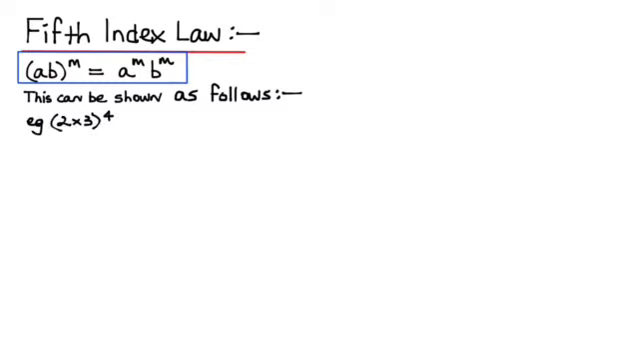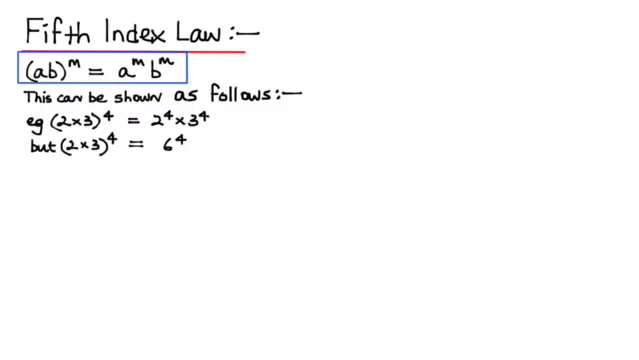2 times 3 in bracket all to the 4, okay? So that would be, according to this fifth index law, that would be 2 to the 4 times 3 to the 4. Yes? Alright, now just hang on to that for a minute and we're going to do it another way. 2 times 3 in brackets all to the 4. With actual numbers here we can work this out because 2 times 3 is 6. So that must be the same as 6 to the 4.